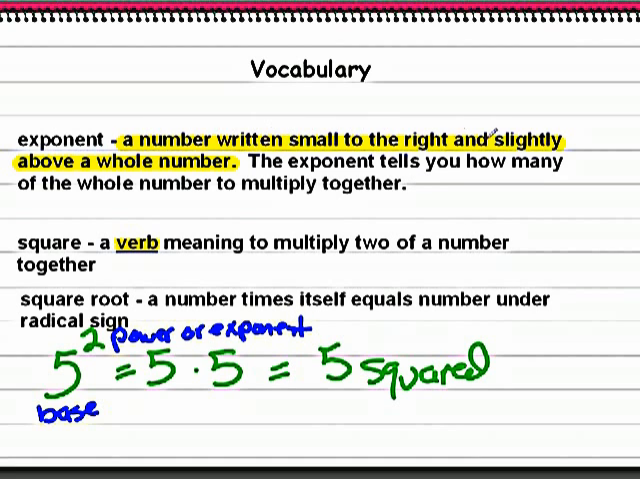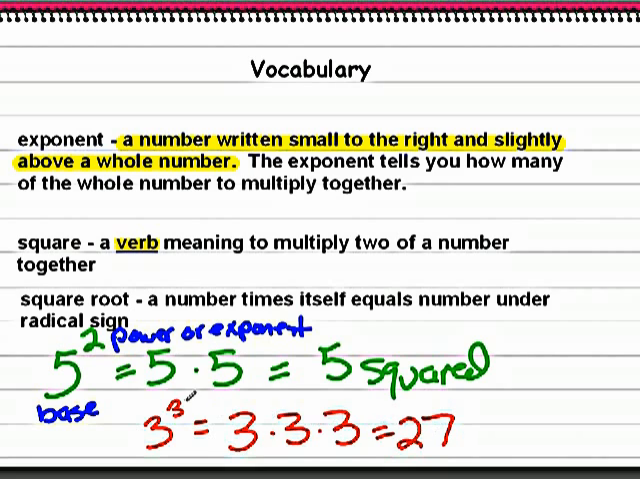It says here an exponent is written small to the right and slightly above a whole number. The exponent tells you how many of the whole number to multiply. So for example, if I say 3 to the third power, what that means is 3 times 3 times 3. I use my base, which is a 3, and I multiply it by itself 3 times. 3 times 3 is 9, 9 times 3 is 27.